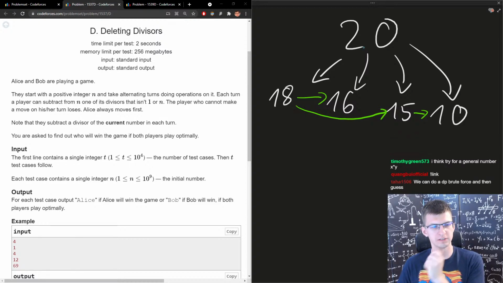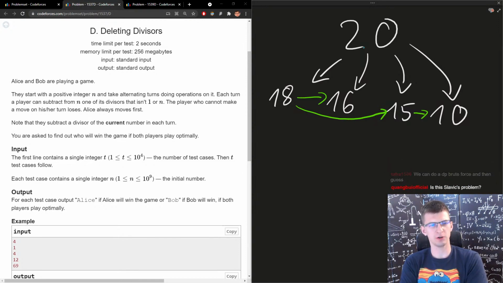They would go for the highest common divisor. I don't know why that's true. It's not that they want to... what do you mean, common divisor? You get a number, 20. I don't think it's optimal to just subtract the biggest divisor.